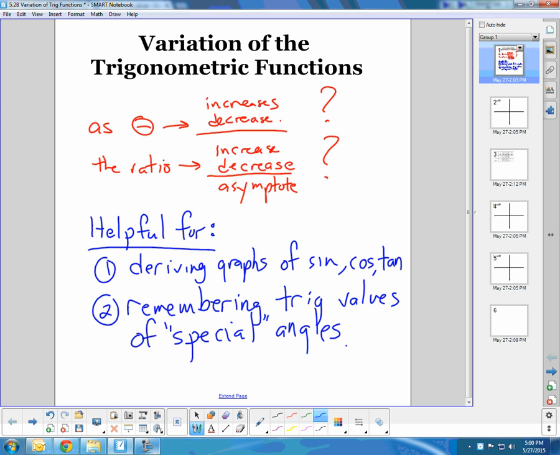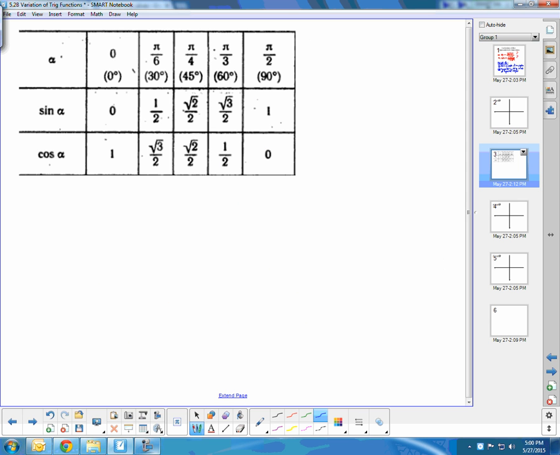What I'm saying for that number 2 is this set of values for sine and cosine. You know that sine of 0 is 0, sine of pi over 6 is 1/2, that sine of pi over 4 is root 2 over 2, etc. And when you look at these values, you've got a lot of repeated values. It can be hard to keep them straight.